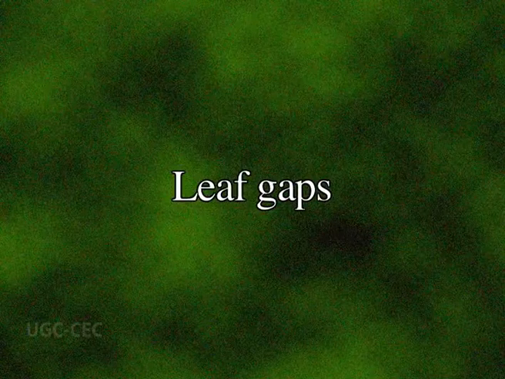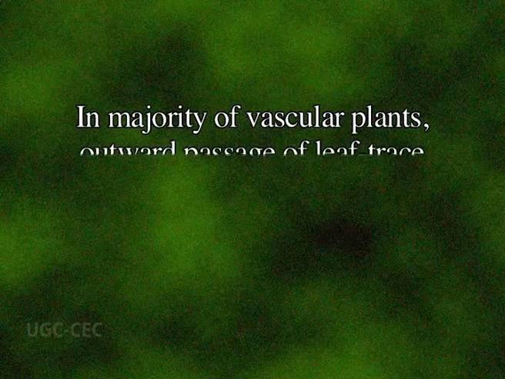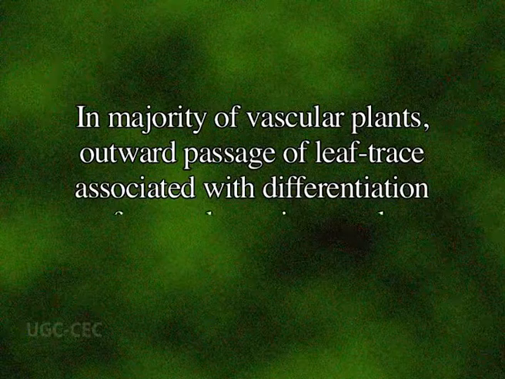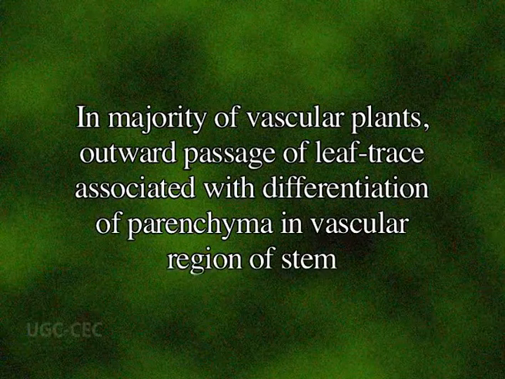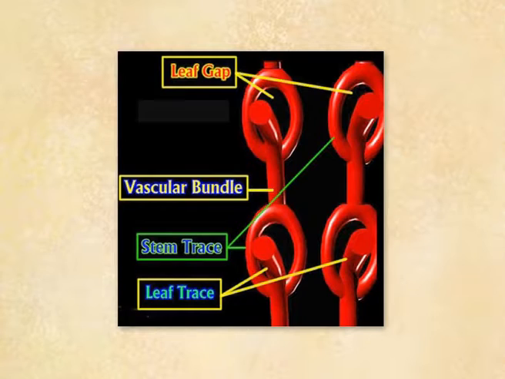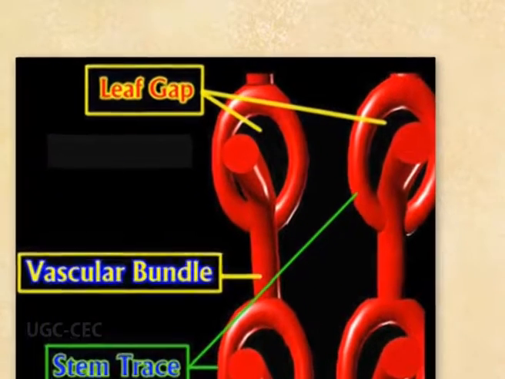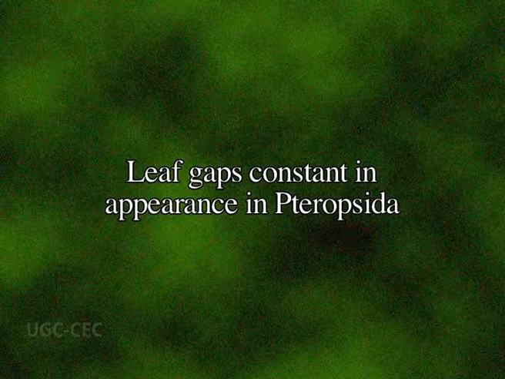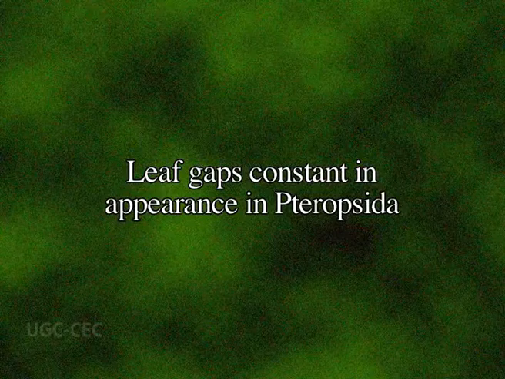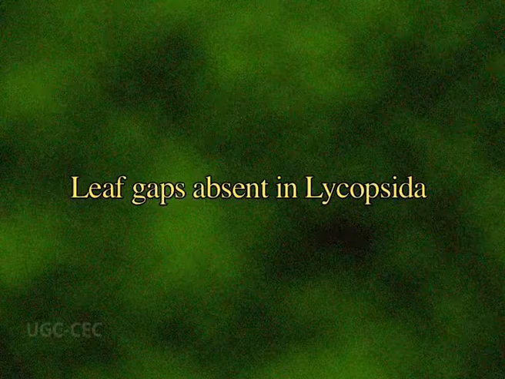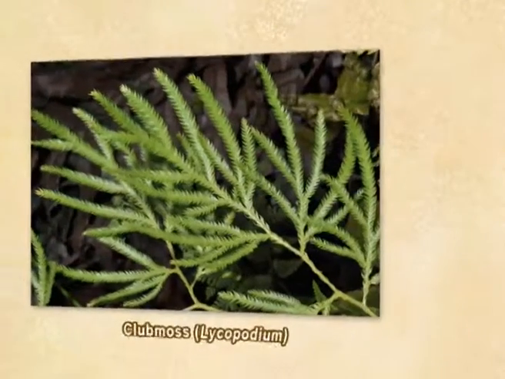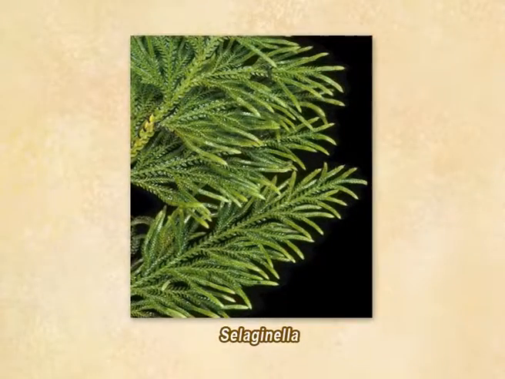Now, leaf gaps. In the majority of vascular plants, the outward passage of a leaf trace is associated with the differentiation of parenchyma in the vascular region of the stem instead of vascular tissue around and above the point of departure of the trace. This opening or break through which the cortex and pith become continuous is known as a leaf gap or lacuna. Leaf gaps are constant in appearance in the great group of vascular plants known as Pteropsida. Leaf gaps are absent in Lycopsida, a group which includes club mosses and a few other similar plants.